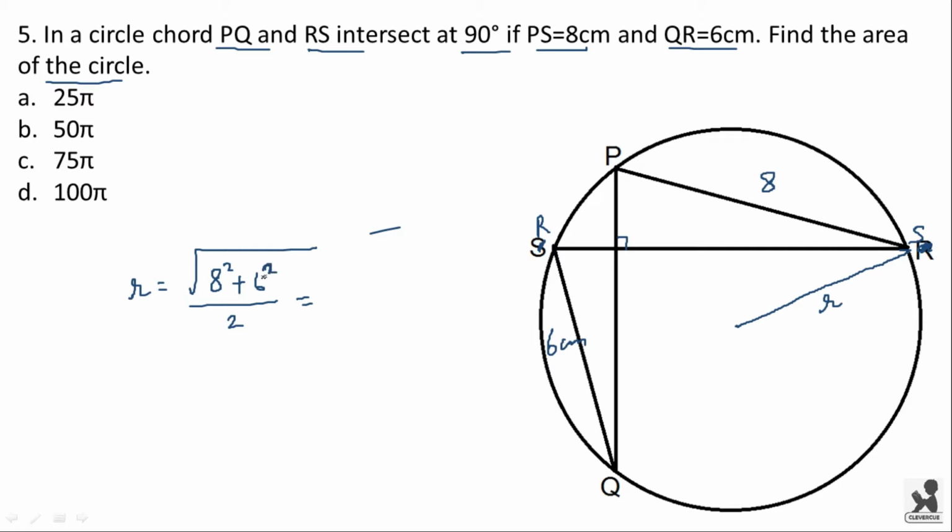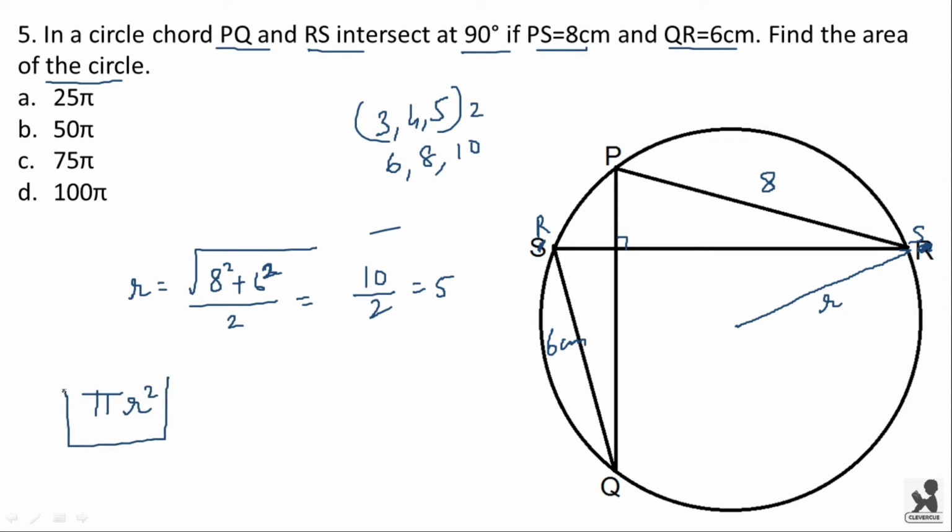You remember Pythagoras triplets again, just like 3, 4, 5. If you multiply this with 2, we have 6, 8 and 10. Now under root 8 square plus 6 square is equal to 100, that is 10 square, and radius is 10 by 2, which is equal to 5. Now area of the circle is pi r square, which is equal to pi into 25. So option A, 25 pi is the right answer.